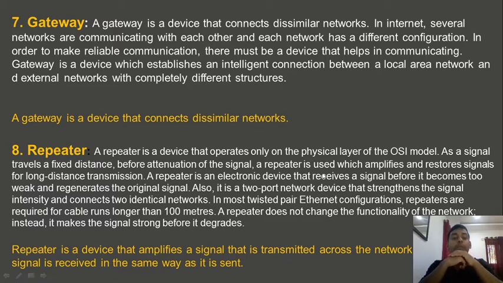To avoid degradation of signals, losing the strength of the signal, we are installing this repeater. A repeater is a device that amplifies the signal that is transmitted across the network so that the signal is received in the same way it is sent. That means a repeater is a device that is used to strengthen the signal.